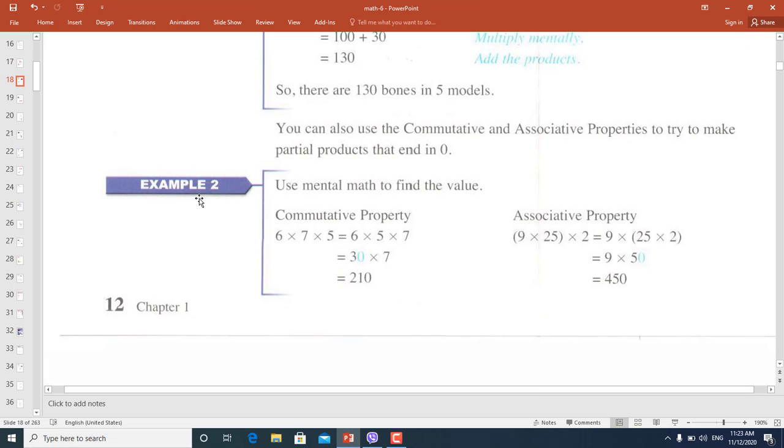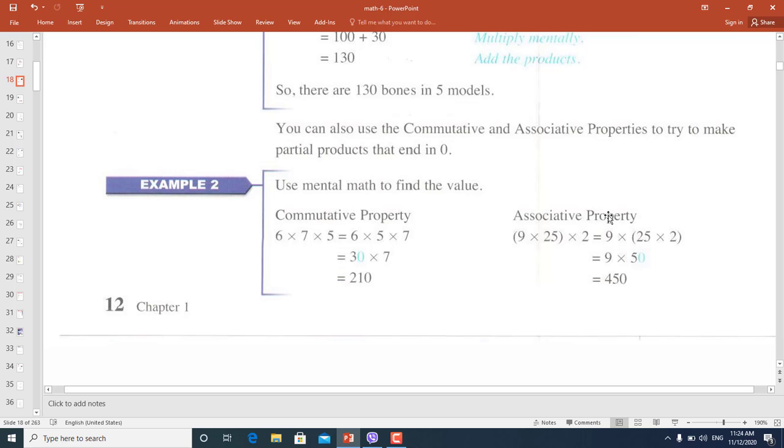And from example 2, we have the commutative property and the associative property. From the commutative property, we have 6 times 7 times 5. We just change the place of 5 with 7. We write 6 again and times again, replacing 7 with 5 and 5 with 7. Now you can say 6 times 5 is 30, and times 7. We have 0, it's easier to put down first. After that, you can say 3 times 7 is 21. We get 210.